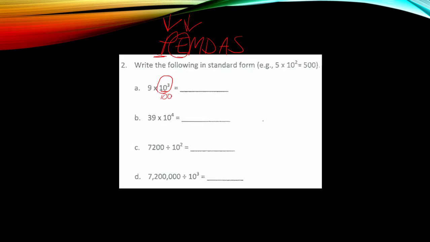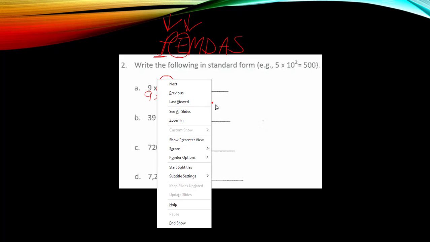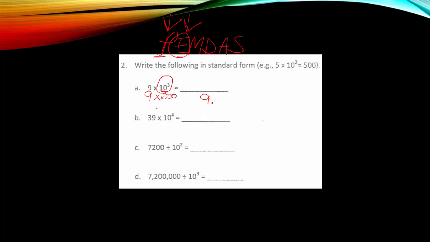1, 2, 3. 9 times 1,000. So 9 times 1,000, we would take our 9. We know that we have a decimal behind that whole number, behind that 9, and we can move it to the right 3 times because we're going to the right because we are multiplying, making it bigger. 1, 2, 3. Fill in the empty houses. So our answer is 9,000.